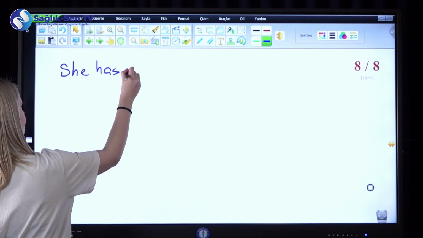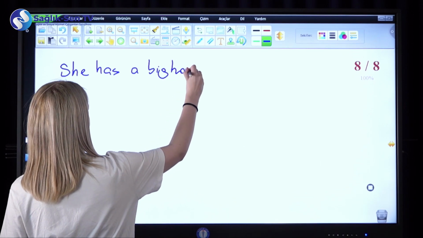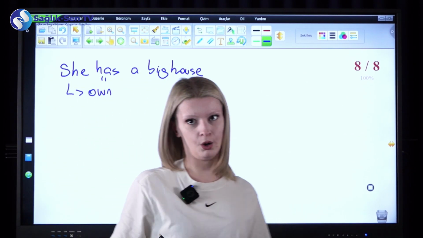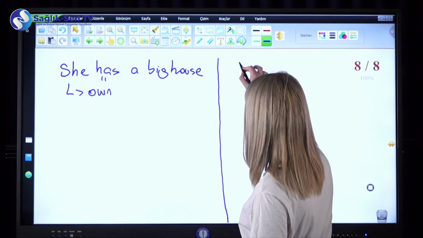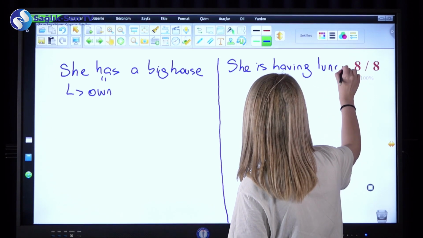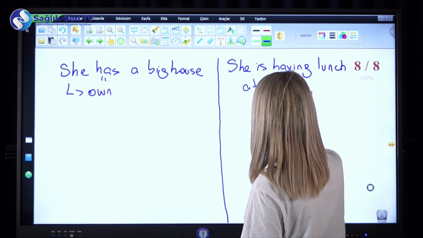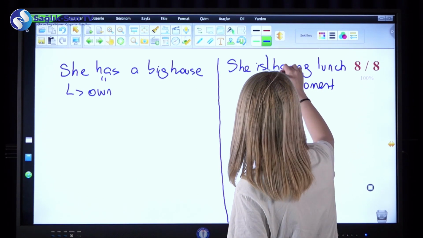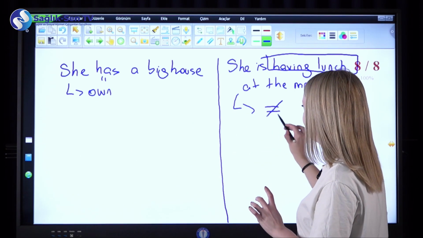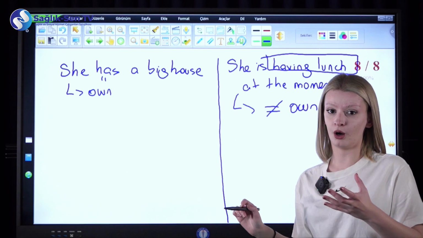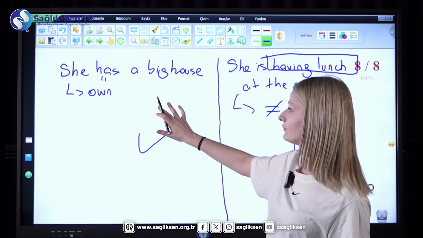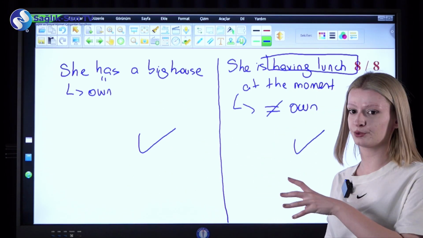For example, she has a big house. In the sentence, it is equal to own. But, for example, she is having lunch at the moment. In here, this is a phrasal verb. In this example, it is not equal to own. That's why we can make it progressive, but we cannot make the first sentence progressive. It has to be in present simple.